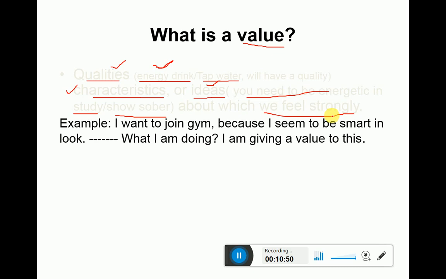I want to join a gym because I want to seem smart in look. So what I'm doing, I'm giving a value to this. Suppose I join the gym for the reason that the girls like a smart look. Now why basically am I doing this thing?